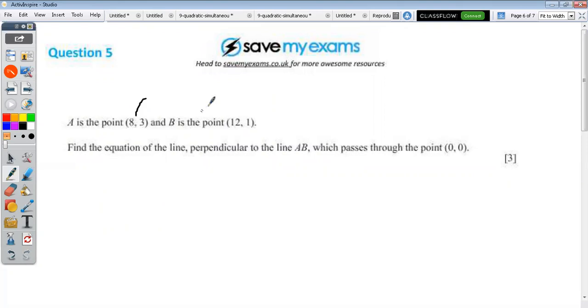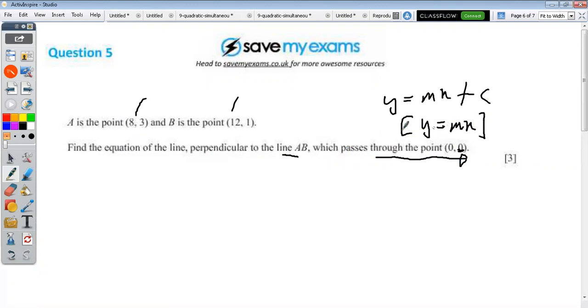Now you are given 2 points. Find the equation of the line perpendicular to AB, passing through the origin. So y is equal to mx plus c, but c is 0 there. So any equation like this, y is equal to half x, y is equal to 5x, as long as it doesn't have c, passes through the origin. So there's no c here.